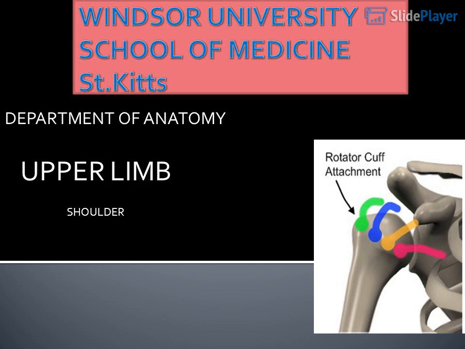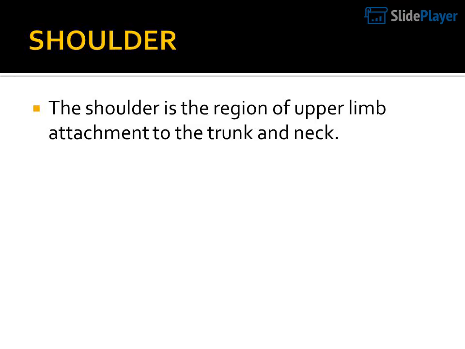Department of Anatomy. Upper limb. Shoulder. The shoulder is the region of upper limb attachment to the trunk and neck.